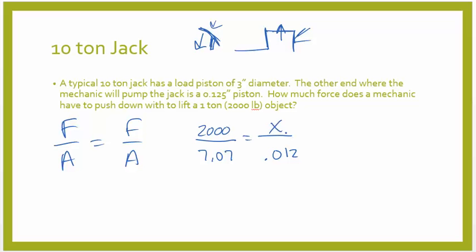Well, we can cross multiply again. And when we do that, we find out the mechanic only has to push down with 3.4 pounds of force over here on this little piston to be able to lift a 2,000 pound object.